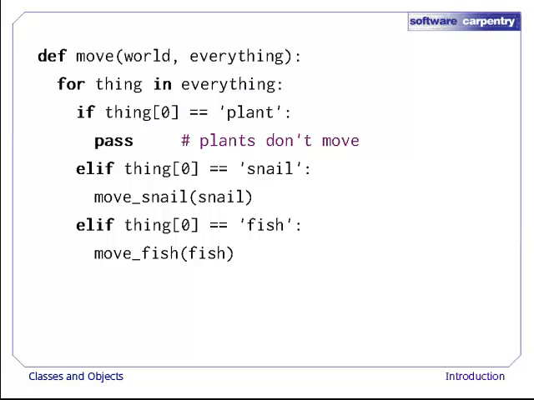For each thing we have, we check to see if it's a plant, a snail, or a fish. If it's a plant, we don't do anything. If it's a snail or a fish, we call a function that knows how to move something of that type. So far, this is pretty simple.